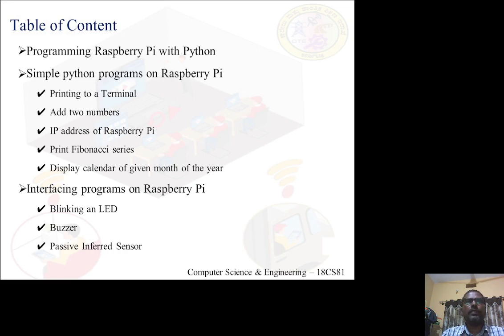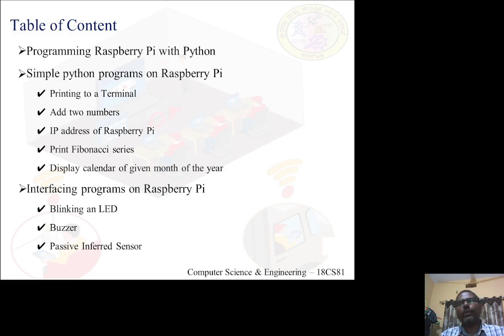Next, let us have a look at some simple Python programs on Raspberry Pi computer, like printing some message or writing some message to a terminal. Next, we'll see how to add two numbers.